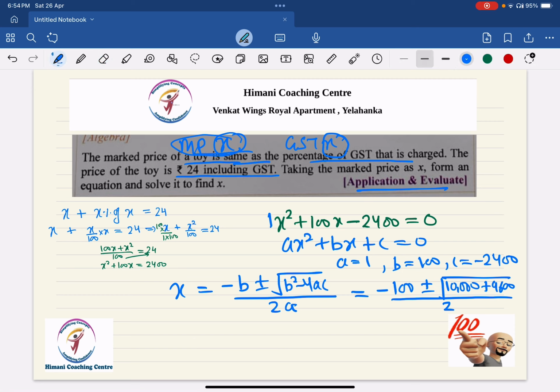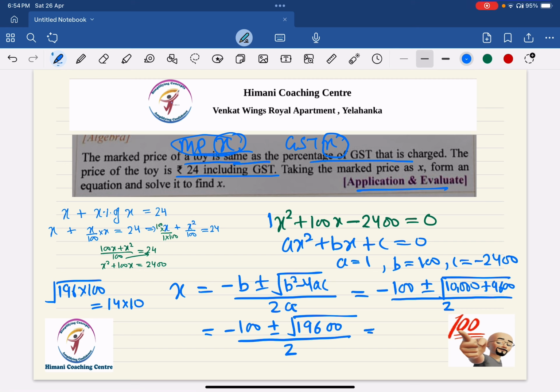Now 10,000 plus 9600. So what are we getting? We are getting minus 100 plus minus root of 19600 upon 2. Now students, let us do this thing smartly. 196 into 100 is 19600. Square root of 196 is 14, of 100 is 10. So we are getting 140 for the square root of 196 into 100. If you want to know how to calculate square roots quickly, you can watch our video on the same subject.